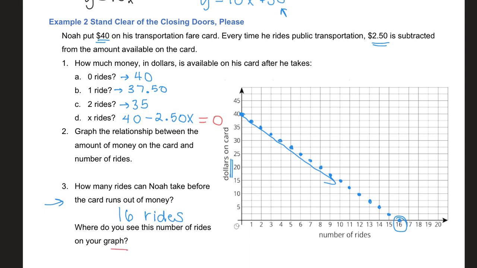And where do we see that number of rides? That is our x-axis, because that is where y equals 0, and y is the amount of dollars we have, so we want to know when that amount is 0.